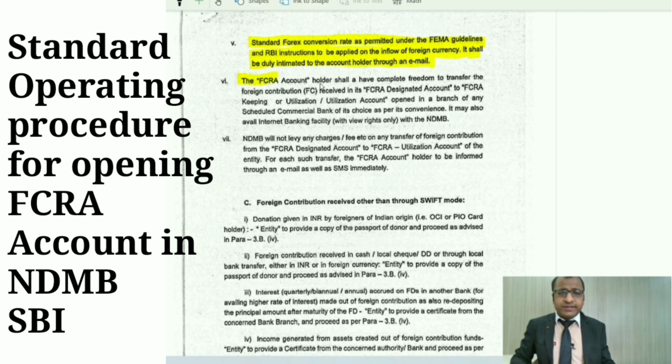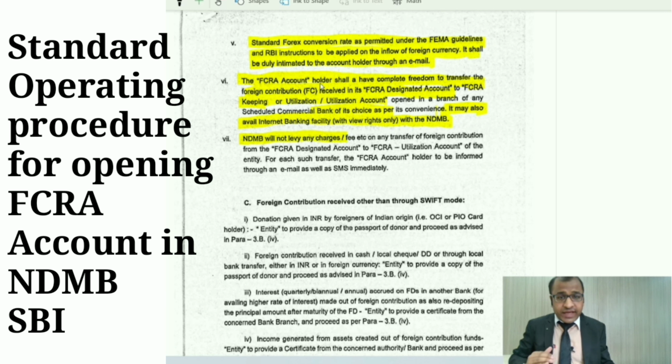The next point: the FCRA account holder shall have complete freedom to transfer the foreign contribution received in the SBI account to their existing designated bank account as well as the utilization account. The SBI branch will give the internet banking facility with the view rights also, which will be there with the NDMB branch.